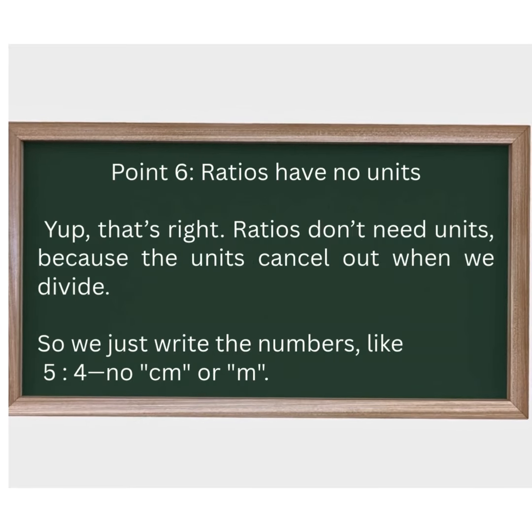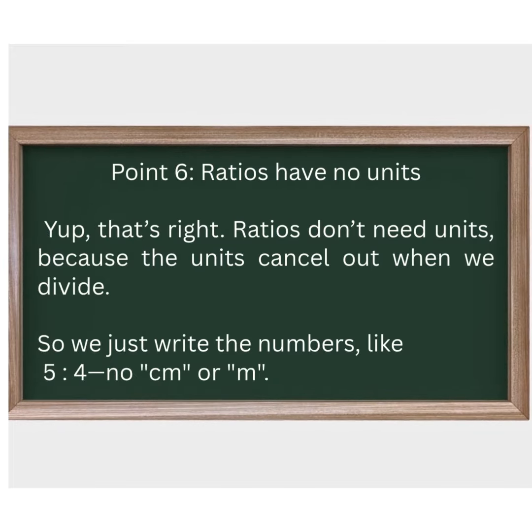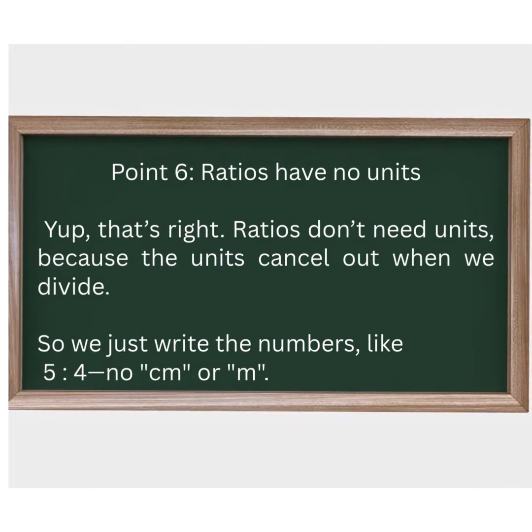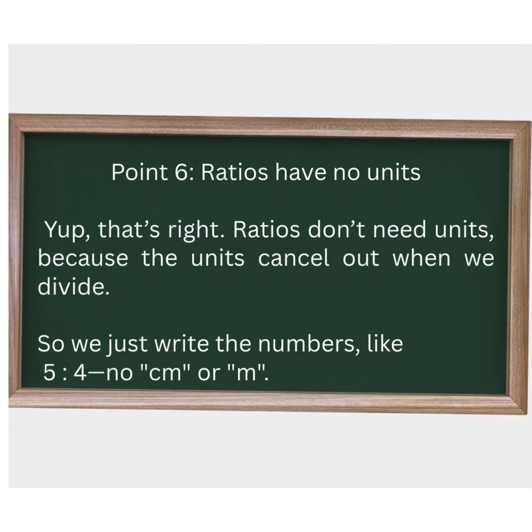Point 6. Ratios have no units. Yup, that's right. Ratios don't need units, because the units cancel out when we divide. So we just write the numbers, like 5:4, no cm or m.